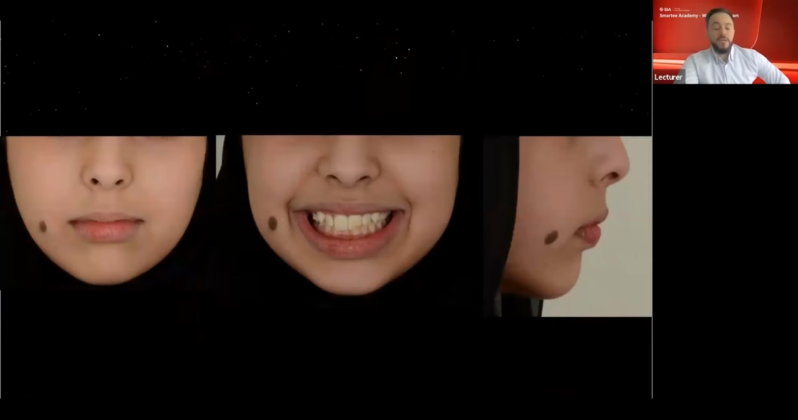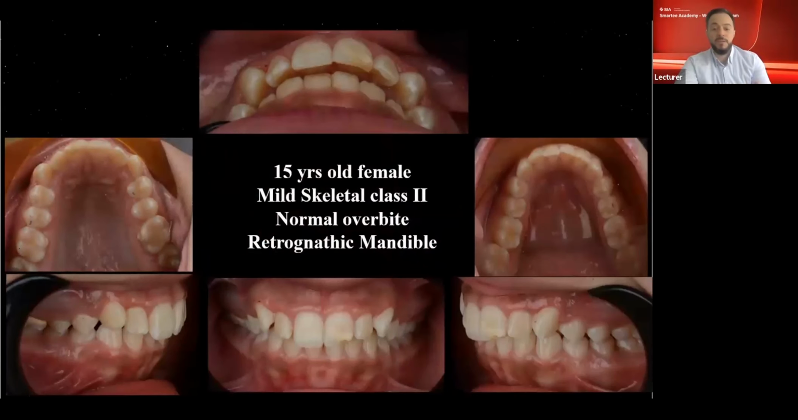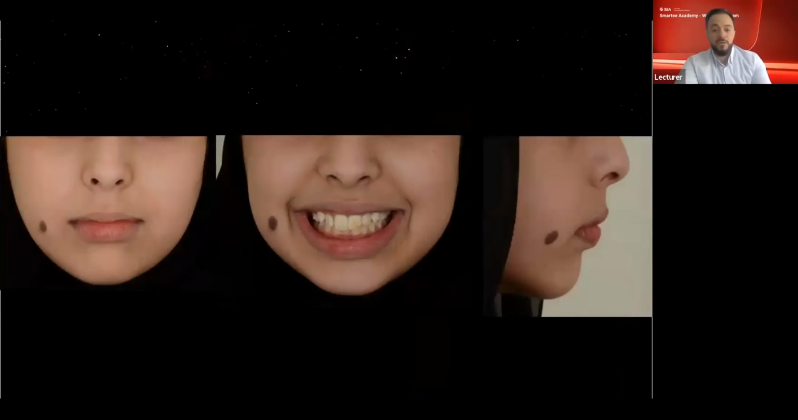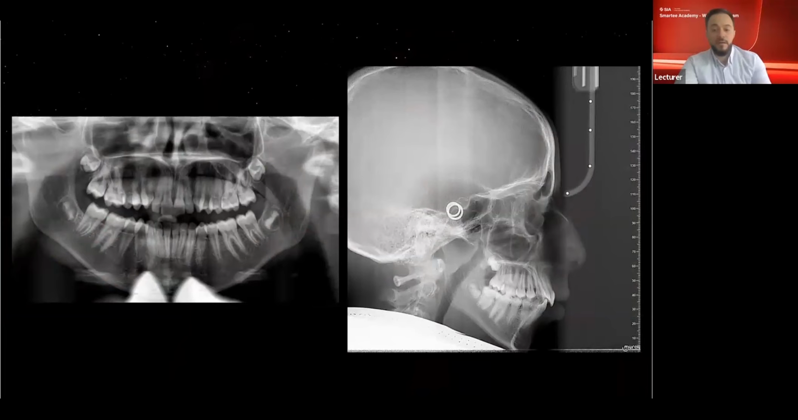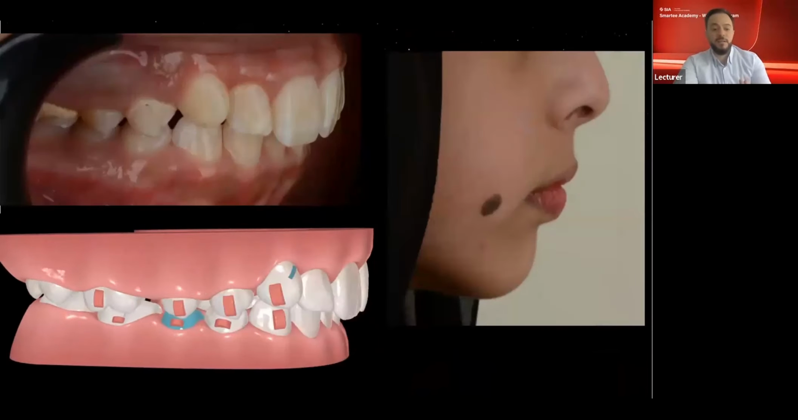So again, if we look back at the parameters we set before, is this an extraction case? Looking at the profile of the patient and the obtuse nasolabial angle, definitely she's not an extraction case. Do we do some expansion? Yes, we can do. How about distalization? So let's see this initial setup.